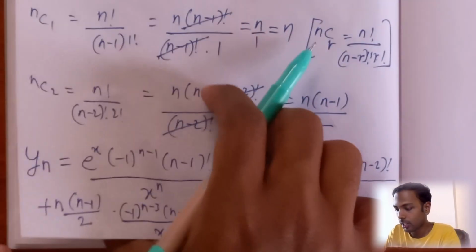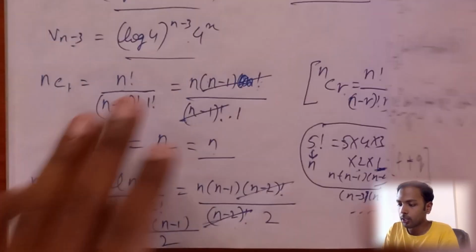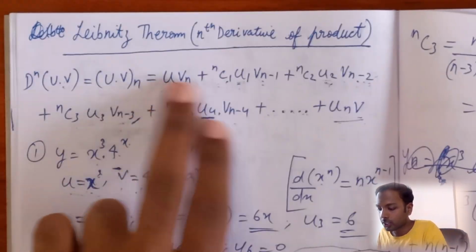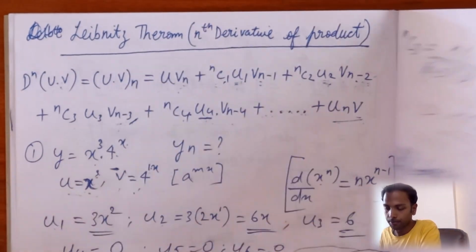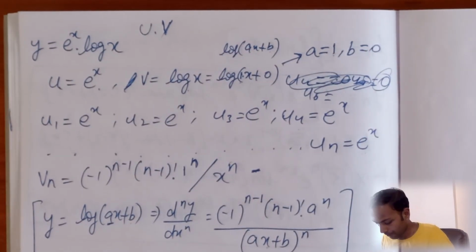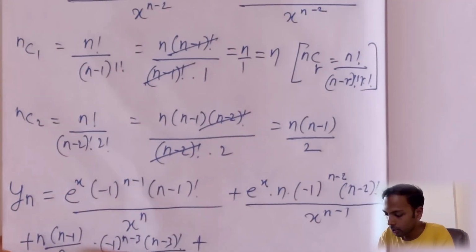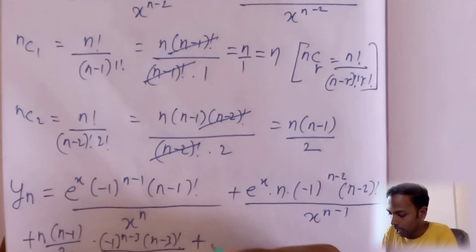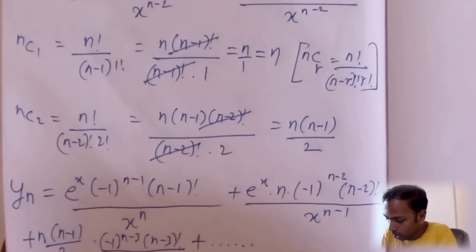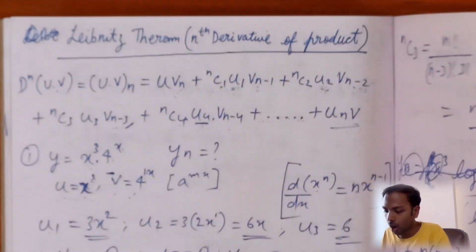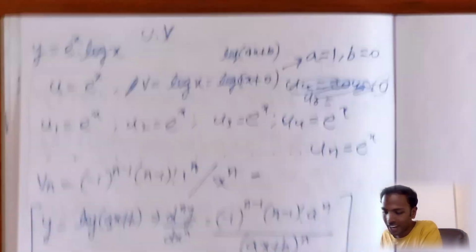And then plus. I told you, right? Let's just find the first three terms, then put dot, dot, dot and finish it up with the last term. The first three terms I have already done: 1, 2, 3. Then plus dot, dot, dot, dot, dot. And then the last term, we have to finish it with un into v.